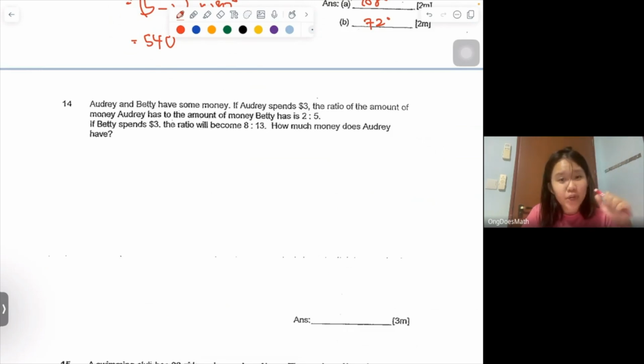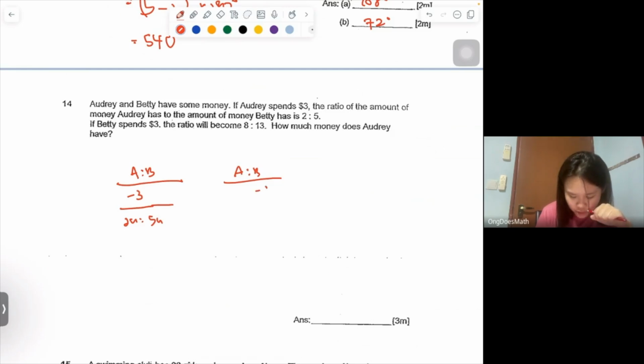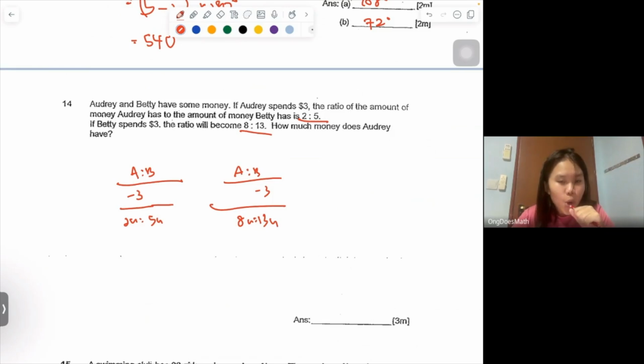Okay, so this is another ratio question. Okay, so we have two characters here, Audrey and Betty. So if Audrey were to spend $3, then the ratio will be 2 units is to 5 units. On the other hand, if Betty were to be the one who spent the $3, the ratio will become 8:13. So 8 units is to 13 units. Okay, so this is another ratios question. So like the question before, there's actually something that we have to make the same. And in this case, it's the total.